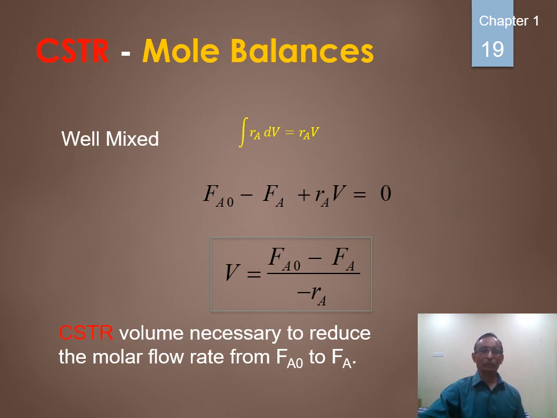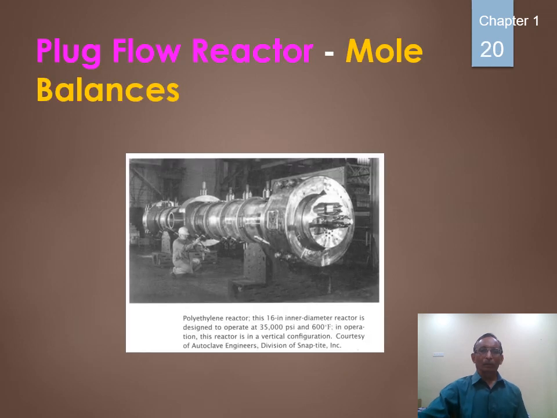CSTR volume necessary to reduce the molar flow rate from Fa0 to Fa. Plug flow reactor, you are observing, this is the one diagram that is given. This diagram is a 16-inch inner diameter. Can you imagine? This is the plug flow reactor. Just imagine this plug flow reactor which you are going to design in some of the examples. 16-inch inner diameter, operating pressure is 35,000 psi, temperature is 600 degrees Fahrenheit.